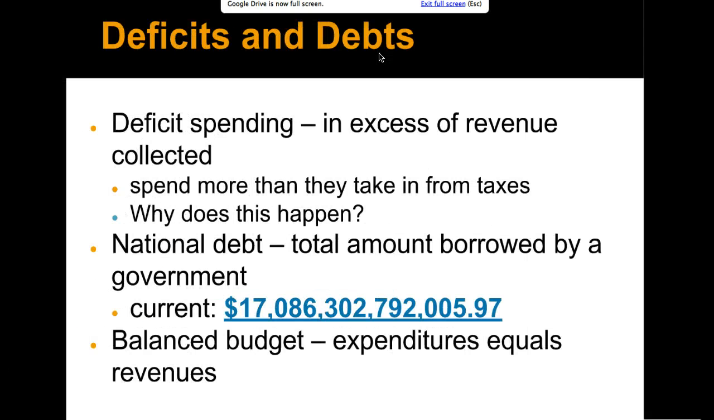Okay. A balanced budget, that's something that we have not seen in a very long time, but a balanced budget is when expenditures are equal to revenue. When the amount of money that you spend equals the amount of money that you bring in. We haven't seen that since about the 90s. And that was a very brief time period.